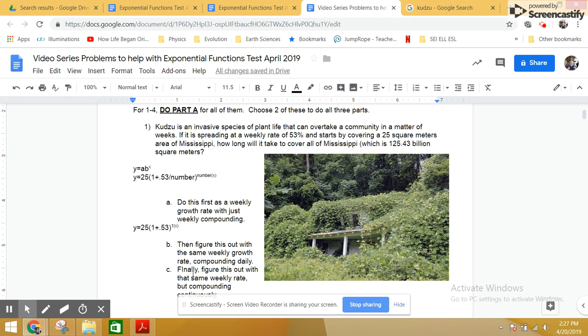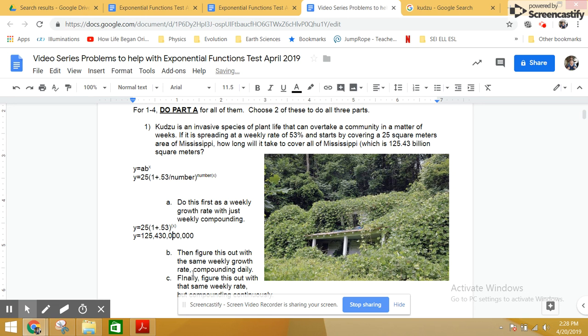We're basically saying x is weeks here, so that's just x. Okay, so we've got that equation, and what we need to do is see when that equation intersects with 125.43 billion. So I need to make a second equation that's 125 and then 430, 0, 0, 0, 0, 0, 0. I'll put commas in here. When I'm in Desmos, I'm not going to use commas.